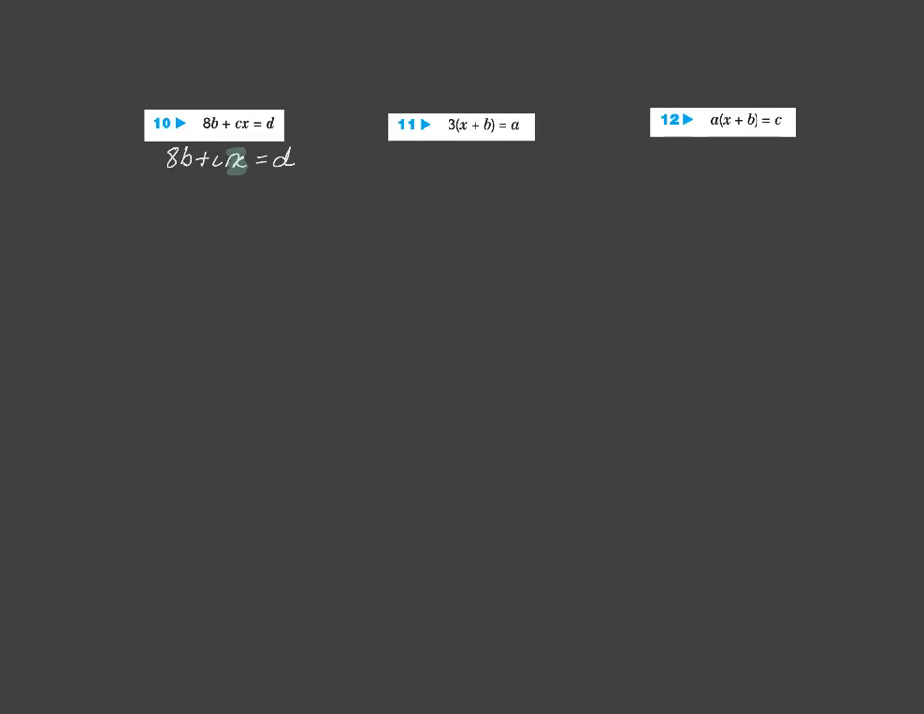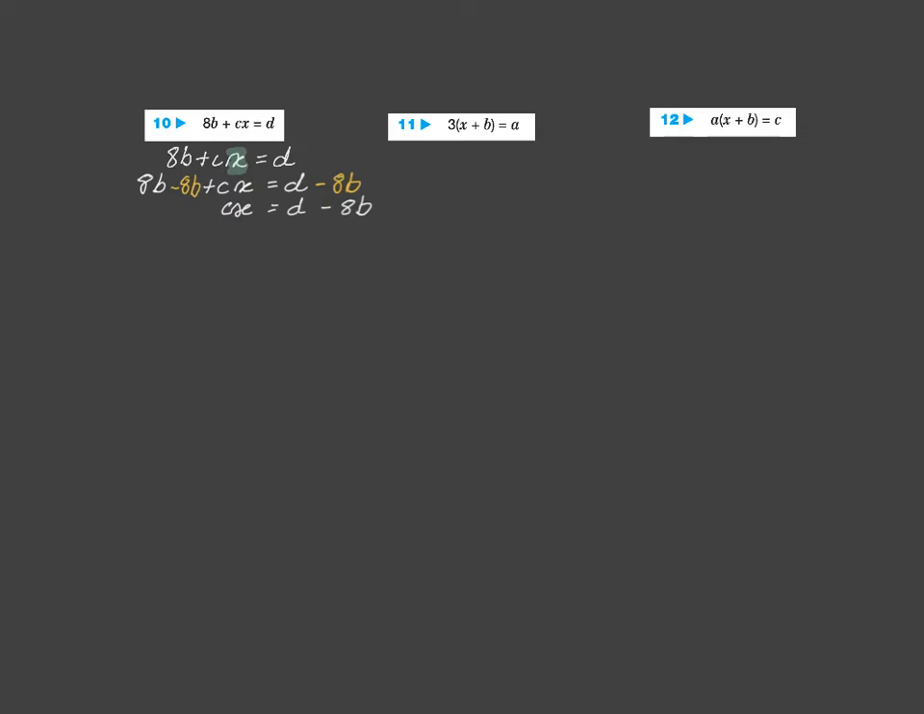In number 10, you have 8b plus cx is equal to d. There's x that we have to make the subject. The first thing is going to be to subtract this term, 8b, from both sides. On the left, it's 8b minus 8b. And we balance that with minus 8b on the right. On the left, 8b minus 8b is 0, and so you're left with cx is equal to d minus 8b.